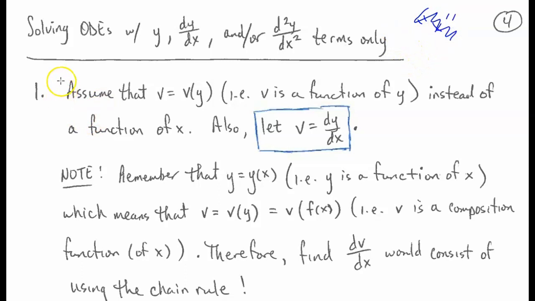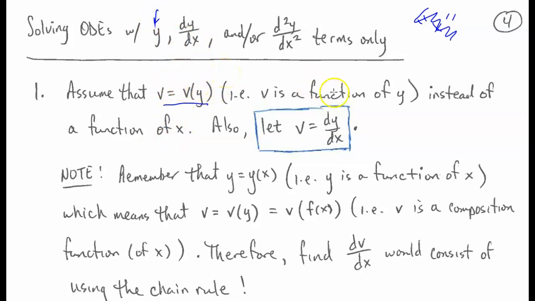Because of that, we need to assume that our substitution variable, which is v, is going to be a function of y. The reason for that is that if we don't see an x in our ODE, then how can we say that what we substitute is going to be a function of x? There's no basis for us to do that. So we take what we have available, which is y, and we say let v be a function of y.